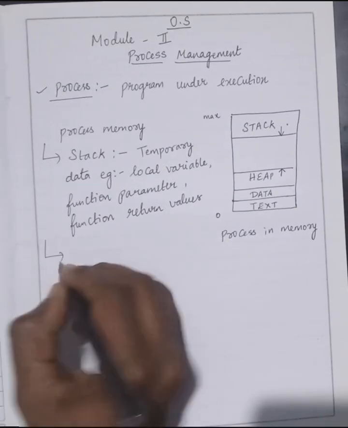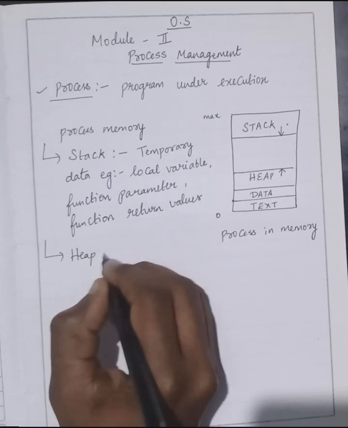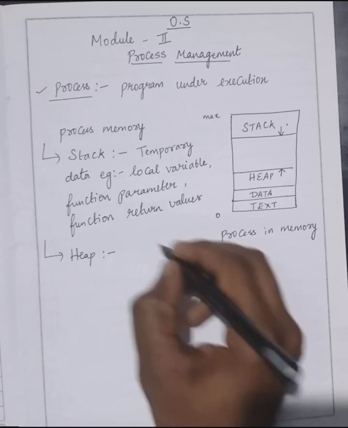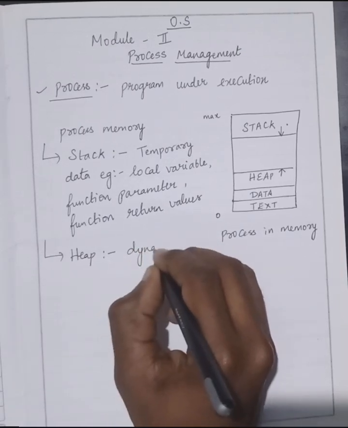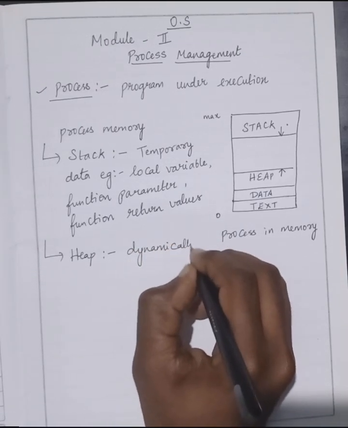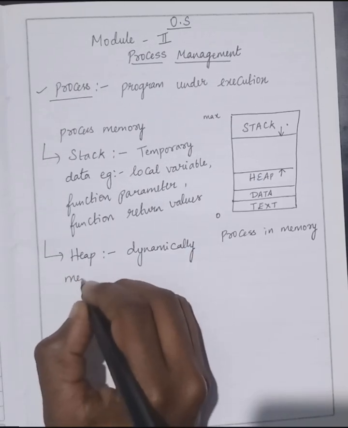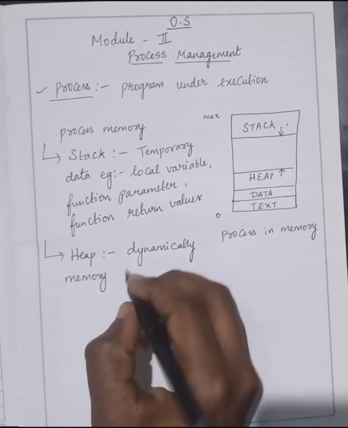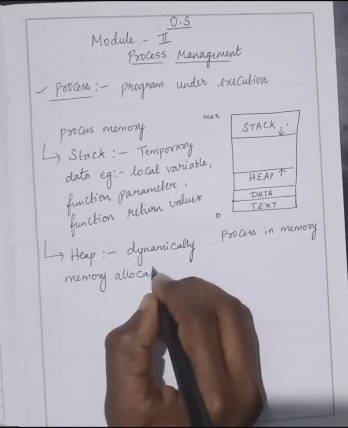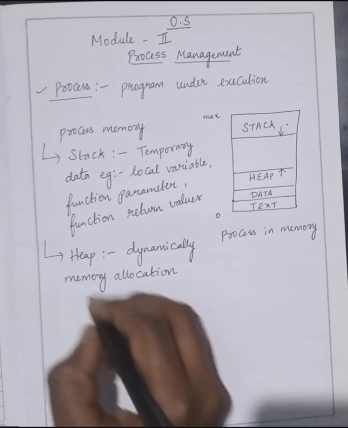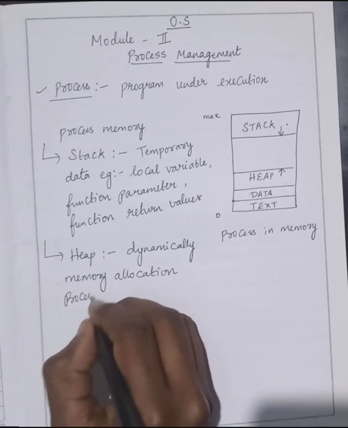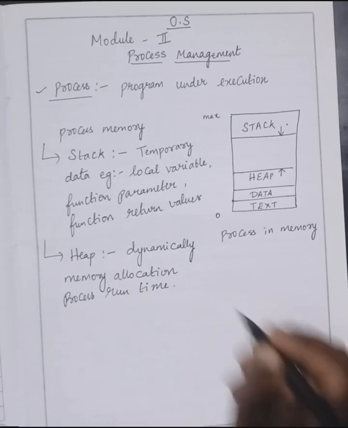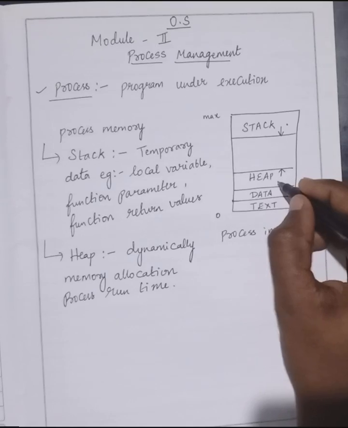Next comes the heap part. The heap is memory that is dynamically allocated. Whenever we want to allocate dynamic memory while the process is running, at runtime, we use the heap part.